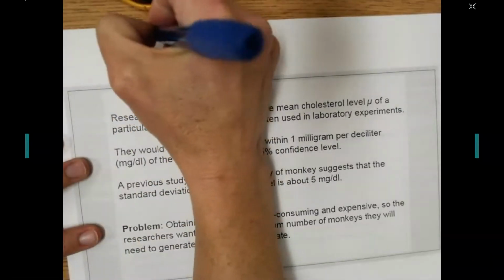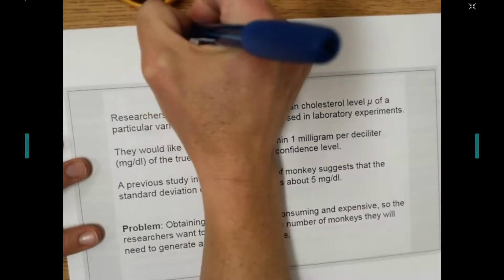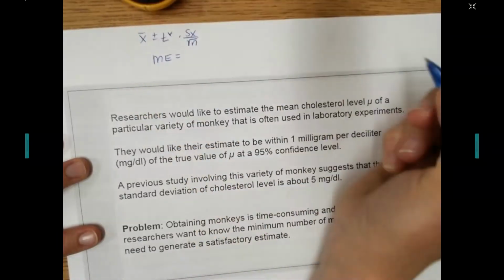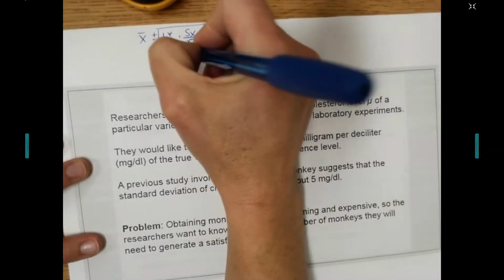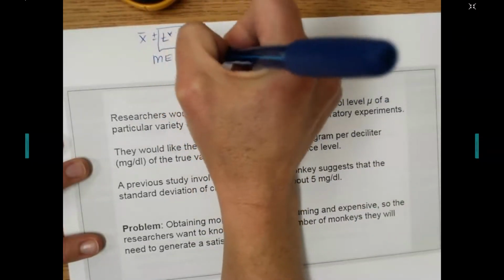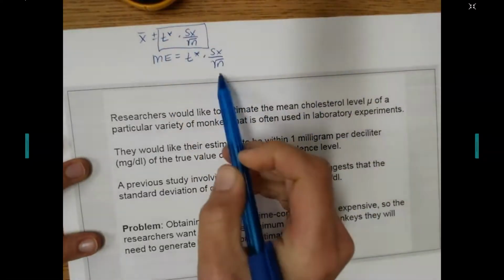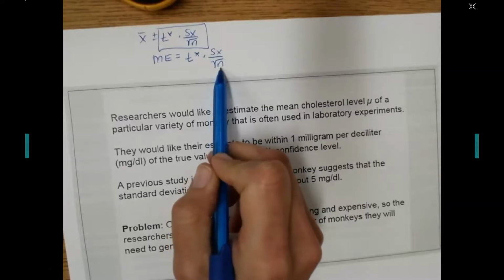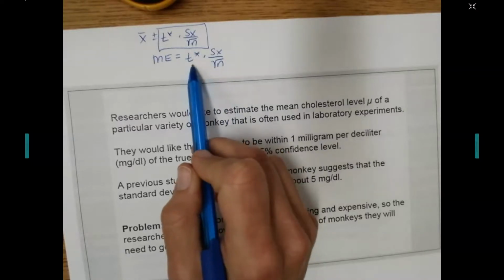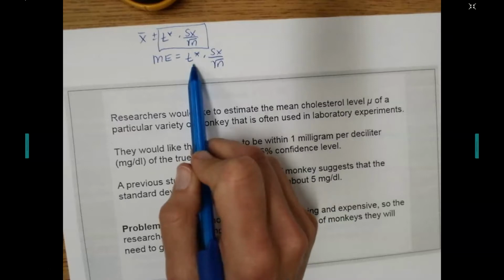So in a mean setting, everything after the plus or minus would be here. So it'd be t star times the standard deviation over the square root of n. Now here's a problem. If I'm solving for sample size, if I don't know sample size, is there any way I can find T star? I can't, and that's a problem.